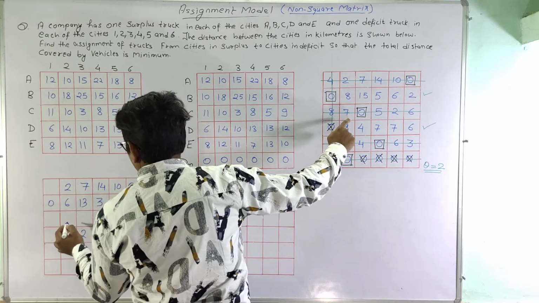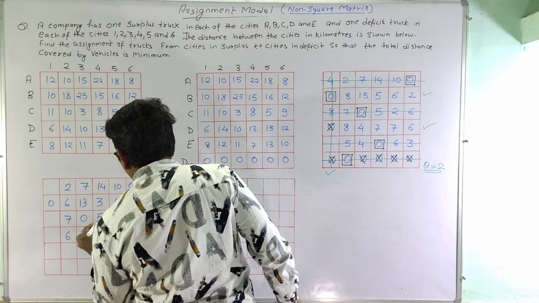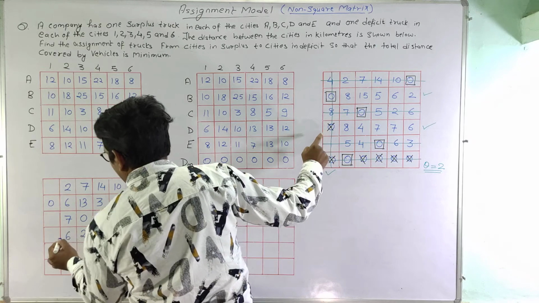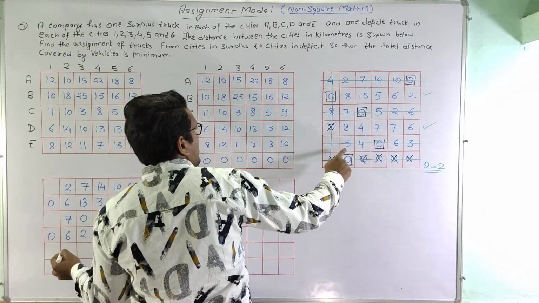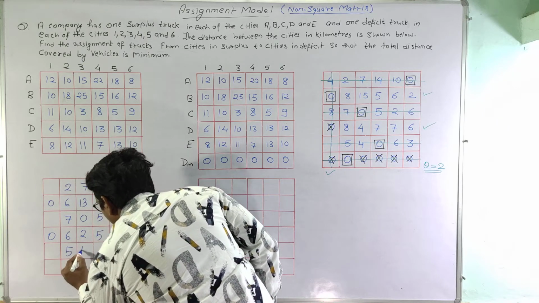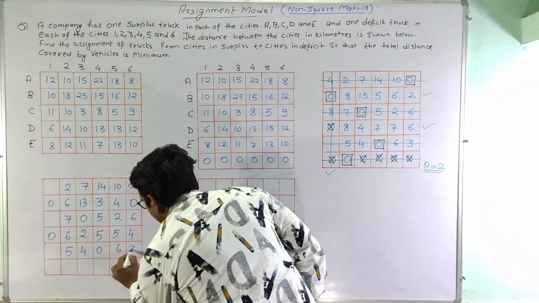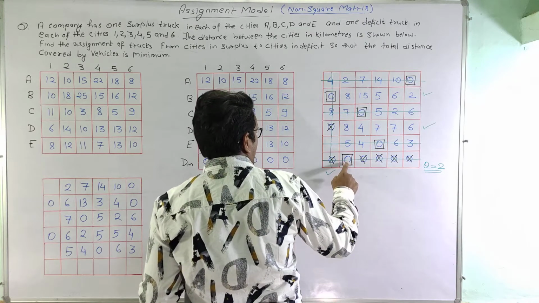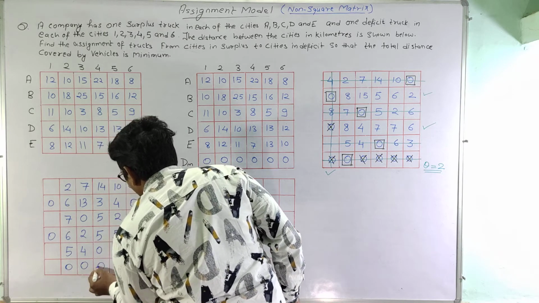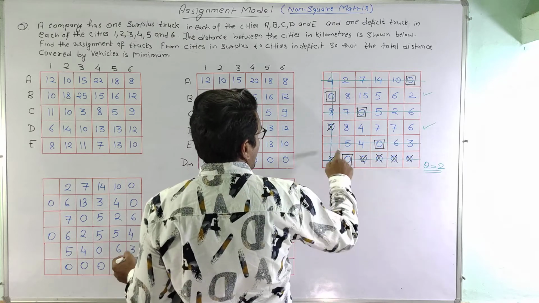Similarly this is 0, this is 7, 7, 5, 7, 5, 6. Okay, this is 0, then 5, 4, 0, this is 5, 4, 0, 6, 3. Then we have 0, 0, 0, 0 and 0.